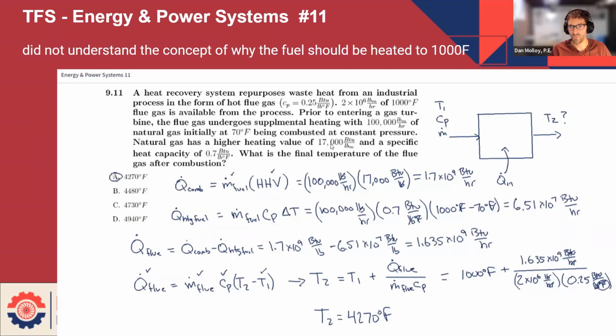So the way we go about this is the first thing we want to know is how much heat, how much energy is that fuel providing? So we do the mass flow rate of fuel times the heating value. And that gives us this number here, this 1.7 times 10 to the 9th.